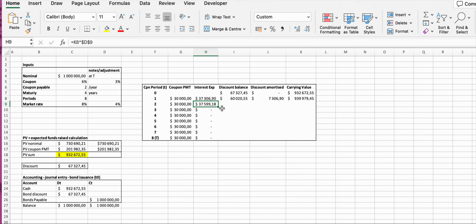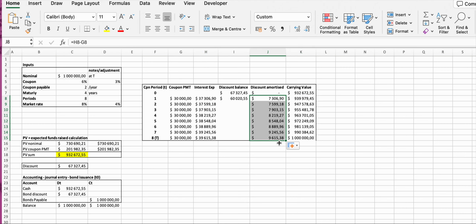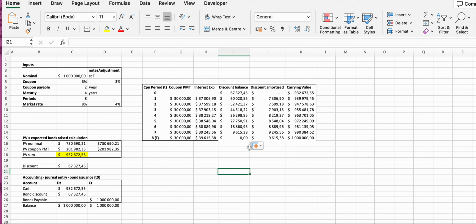So I think everything is set. We'll just finish the equations. And we can see that everything balances out pretty nicely.